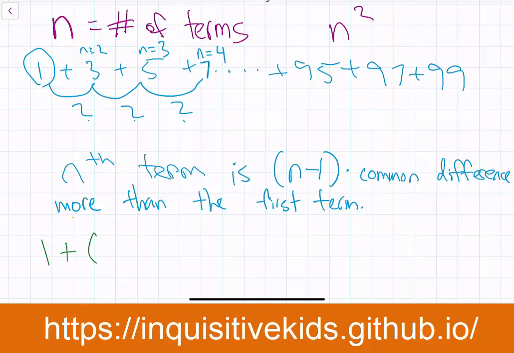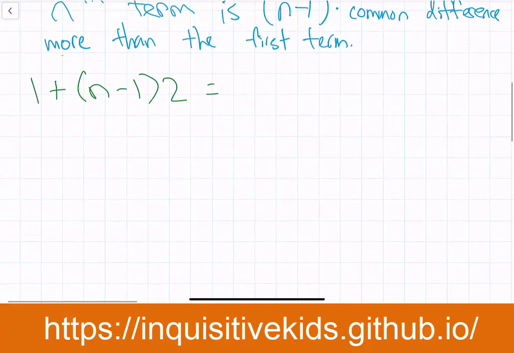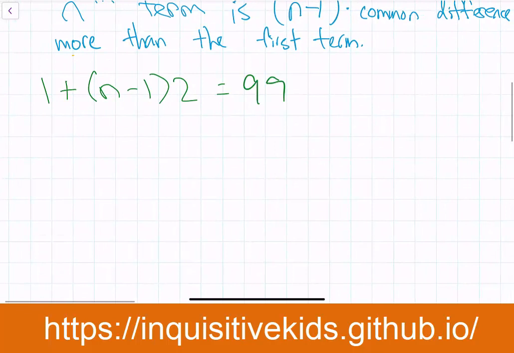1 plus n minus 1 times the common difference, which is 2, equals, in this case, the last term, 99. Because if we only had this expression, we can't do anything to it. We can't solve for n. So we need another side of the equation. Now all we do is solve for n.